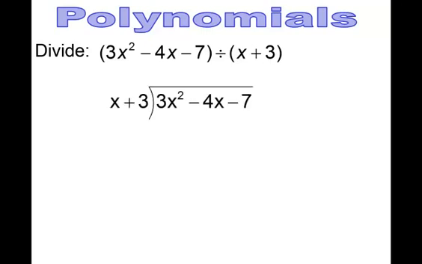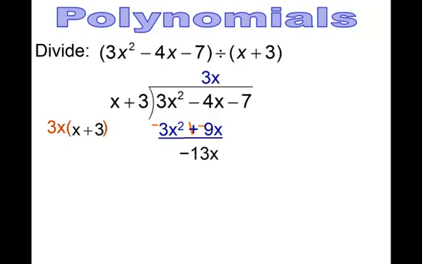So again, you're setting this up as long division. I'm focused on that 3x squared and that x. I need to multiply by 3x to get that 3x squared, and I get 3x squared plus 9x. Don't forget to change the signs. You have to change the signs for subtraction.